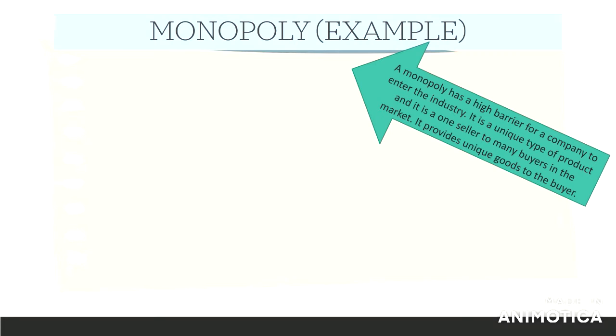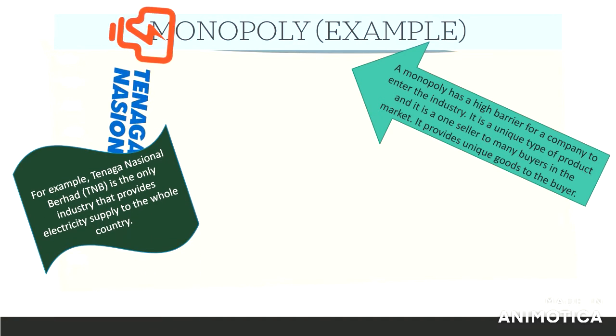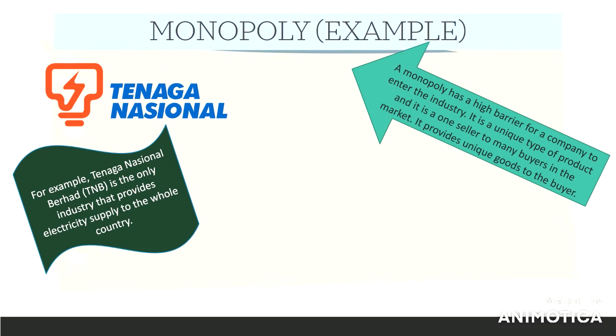Monopoly example. A monopoly has high barriers for a company to enter the industry. It is a unique type of product and it is one seller to many buyers in the market. It provides unique goods to the buyers. For example, Tenaga Nasional Berhad is the only company that provides electricity supply to the whole country.